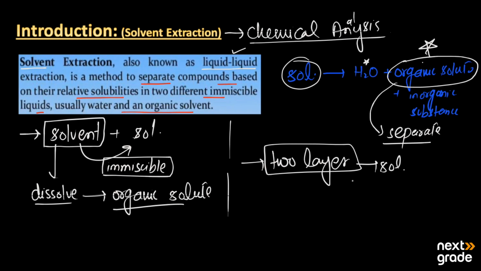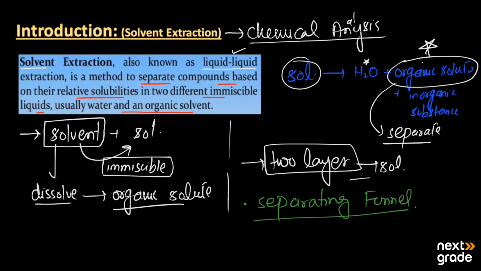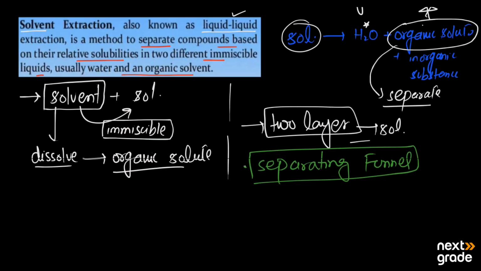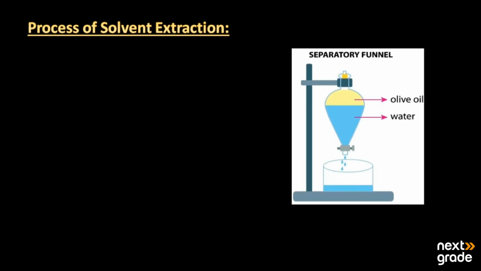So we will get two layers in the solution, and then we will get the separation with the help of a funnel known as the separating funnel. Now how will this process take place? Have a look at it, the simple process of solvent extraction. This is a simple picture of the separating funnel, containing olive oil and water. When we open this, the water will be drained and we have just a layer of olive oil over it.